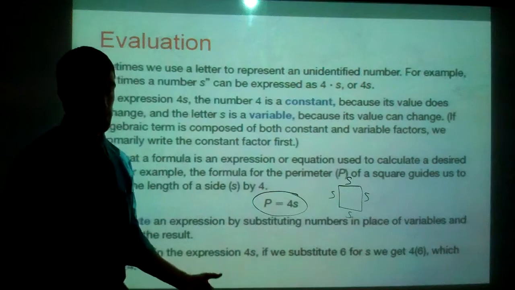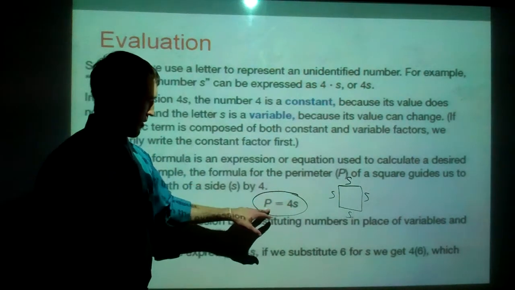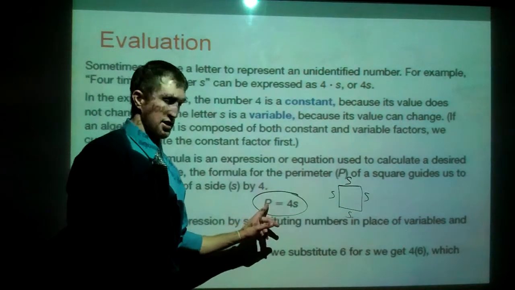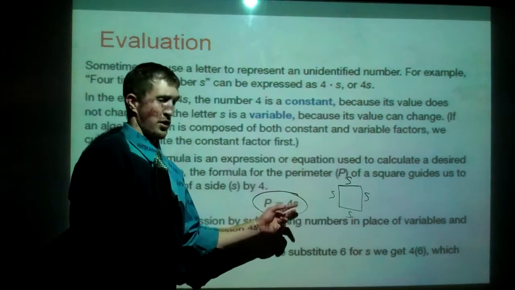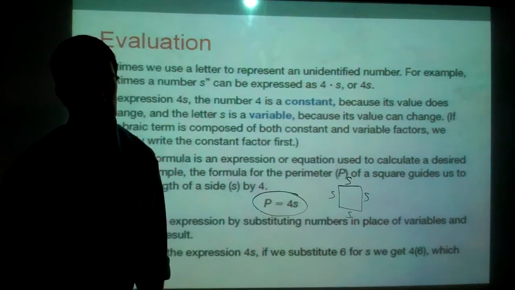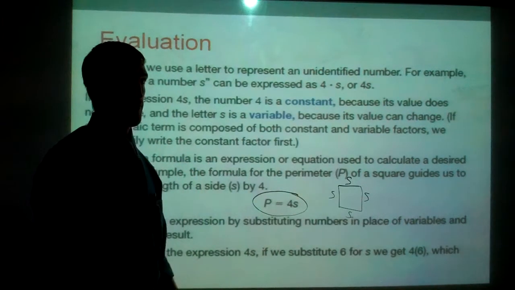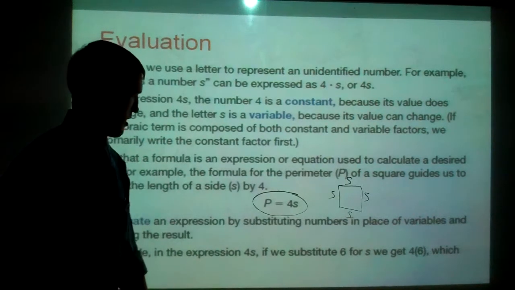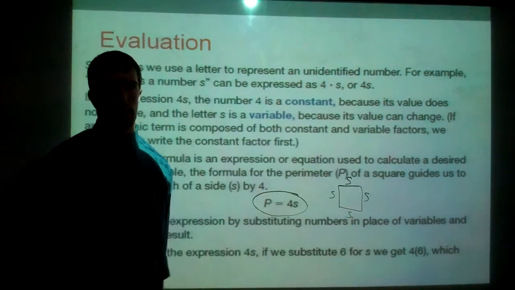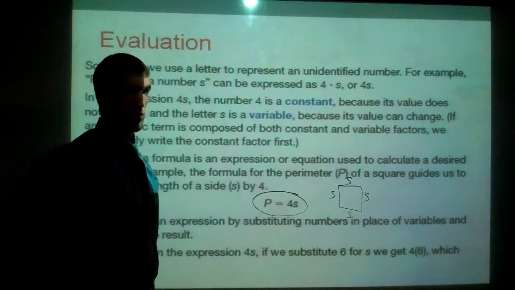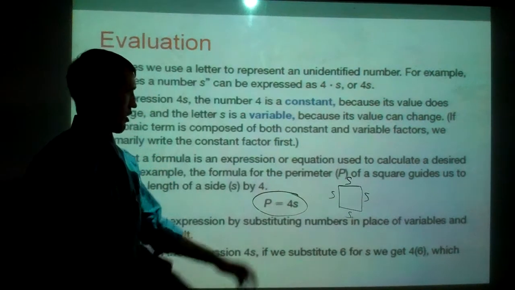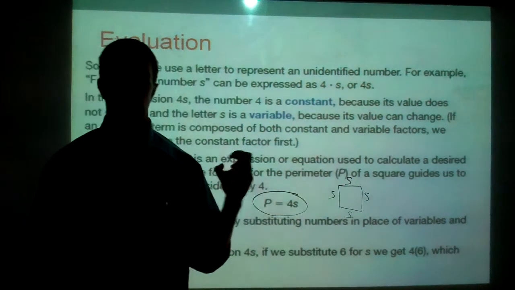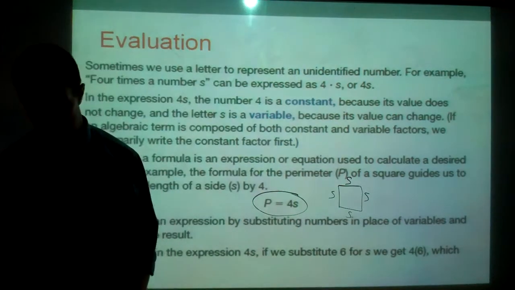Now in this equation, variables P and S, those are the letters, those can change. P is going to change with however S changes. So if S is 1, we'll get a perimeter of 4. If S is 2, we're going to get a perimeter of 8. So P will depend on whatever the letter S is. Perimeter will depend on the side length. Now our constant in this would be 4. 4 isn't going to change. 4 is always 4. That's a constant in our problem here.